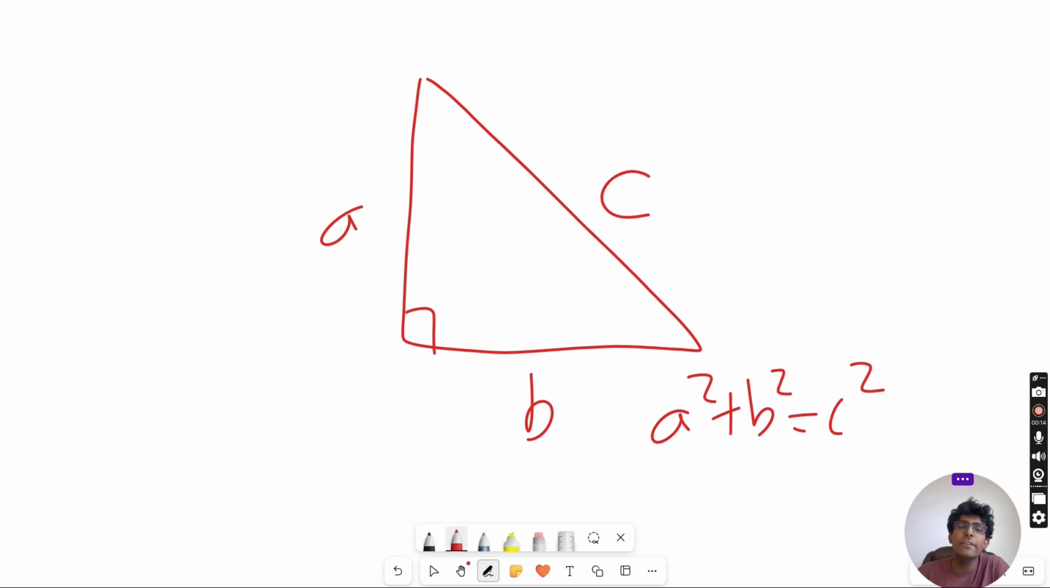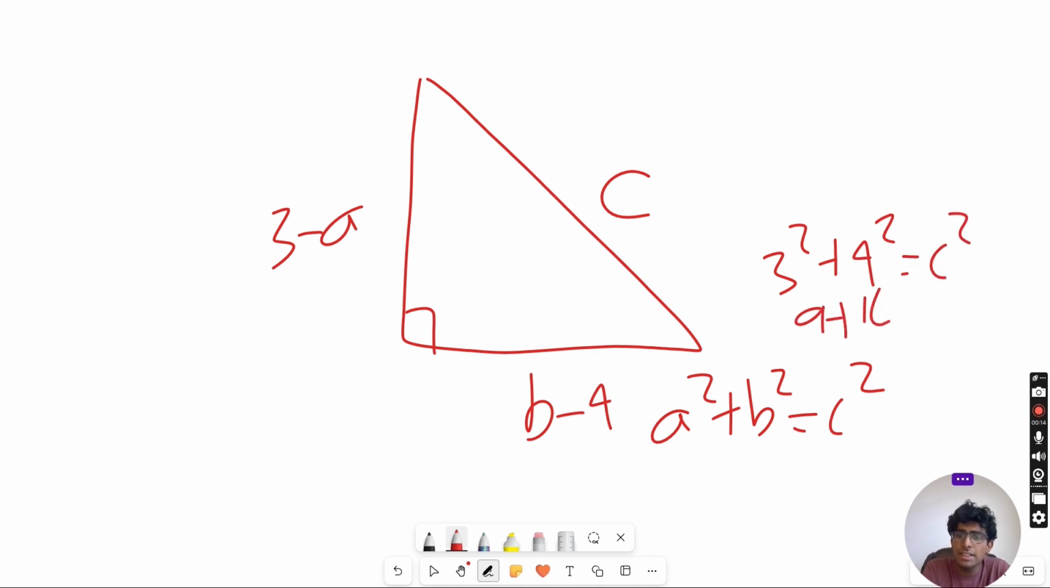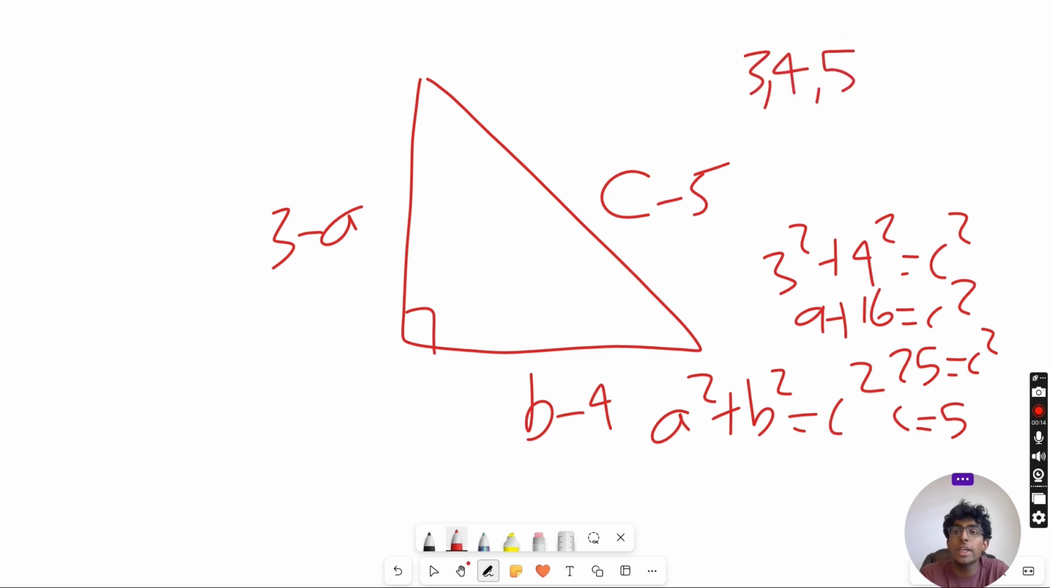So for example, if we have a leg of 3 and a leg of 4, right? We'd have 3 squared plus 4 squared gives us c squared. 9 plus 16 is c squared. So 25 is c squared, or c is 5, right? So this is like a 3, 4, 5 Pythagorean triple, for example, okay?